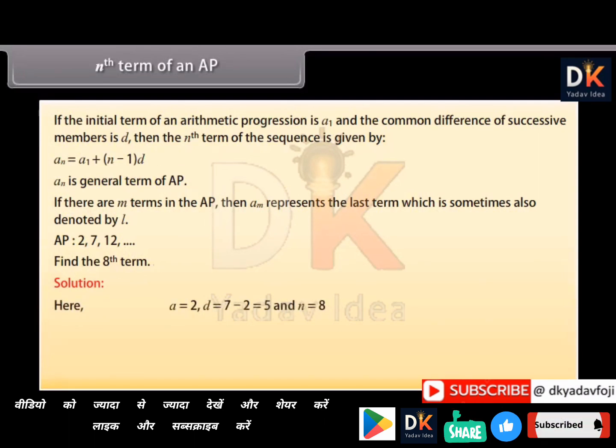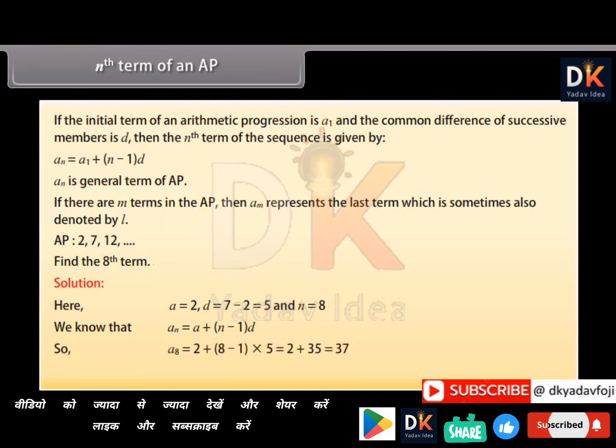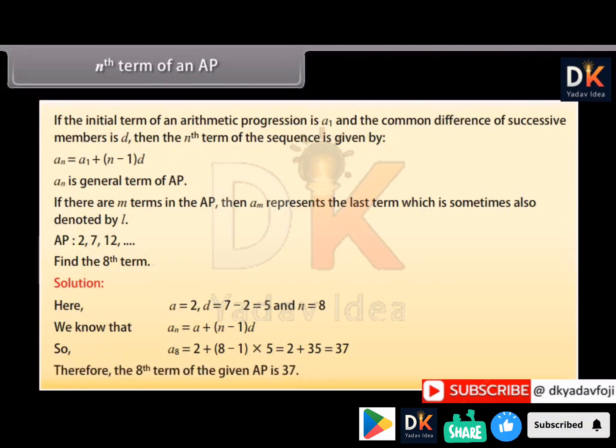Here a is equal to 2, d is equal to 7 minus 2, which is 5, and n is equal to 8. We know that an is equal to a plus (n minus 1) d. So, a8 is equal to 2 plus (8 minus 1) into 5, which is equal to 2 plus 35, which equals 37. Therefore, the 8th term of the given AP is 37.